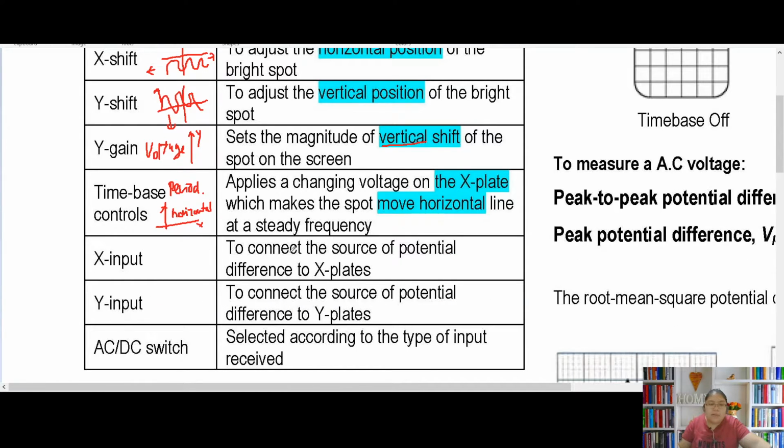Then we have the X input to connect the source to the potential difference on the X plate, and the Y input to the Y plate. Okay, the last one is AC or DC, selected according to the type of the input. So the important ones are Y gain and time base. Later we will see how to find out about all these things.